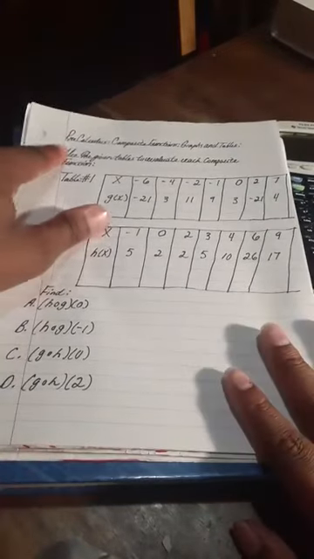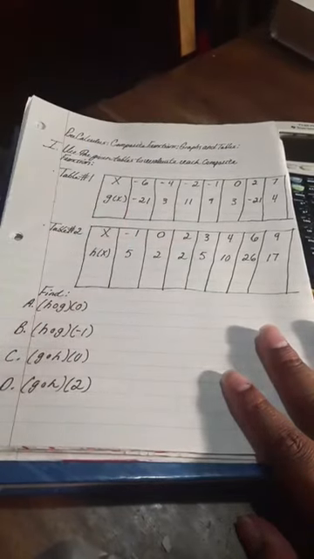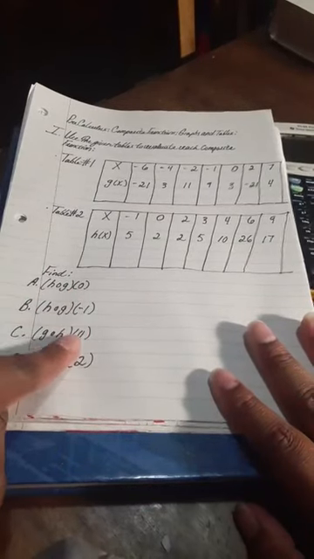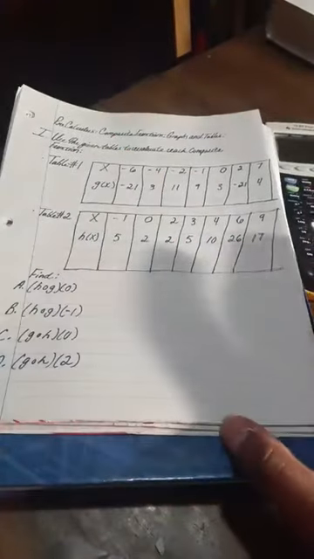So as you can see here, we're asked to use the given tables that I've drawn to evaluate each composite function. So we want h of g of 0, h of g of -1, g of h of 0, and then g of h of 2. And this is very, very easy to do, but it may appear a little confusing when you first do it. So let's start with the first one here.